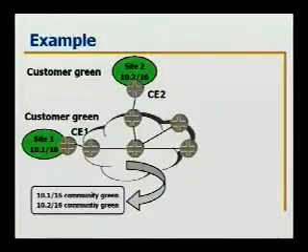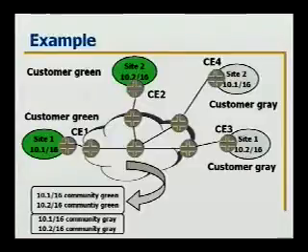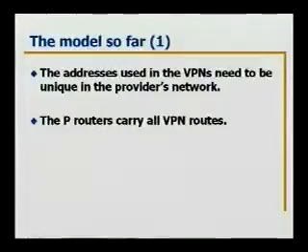which would seem to be all right, except if we had two more sites from a different customer, customer gray, which was using the same address space, the overlapping address space, we would have a problem because we would attempt to advertise the same prefixes with different communities. So with the model that we've seen so far, we cannot do this. We have a problem. We have to have distinct address spaces for each one of the customers.